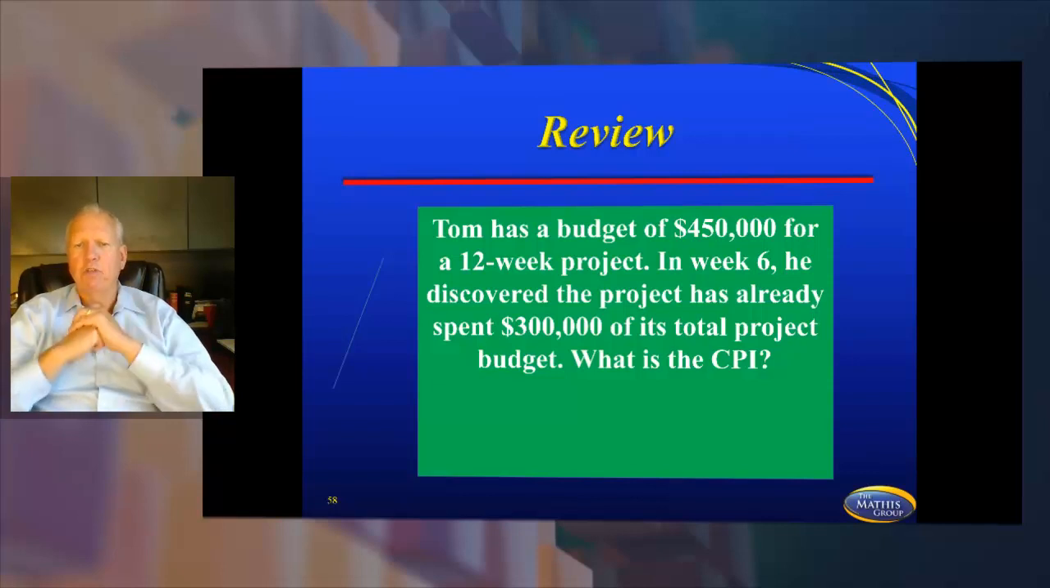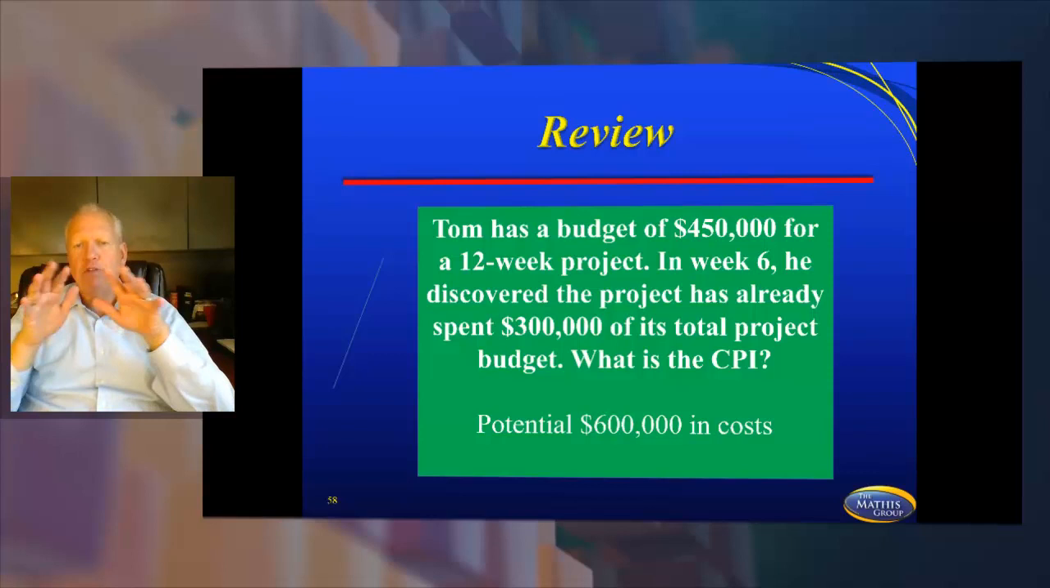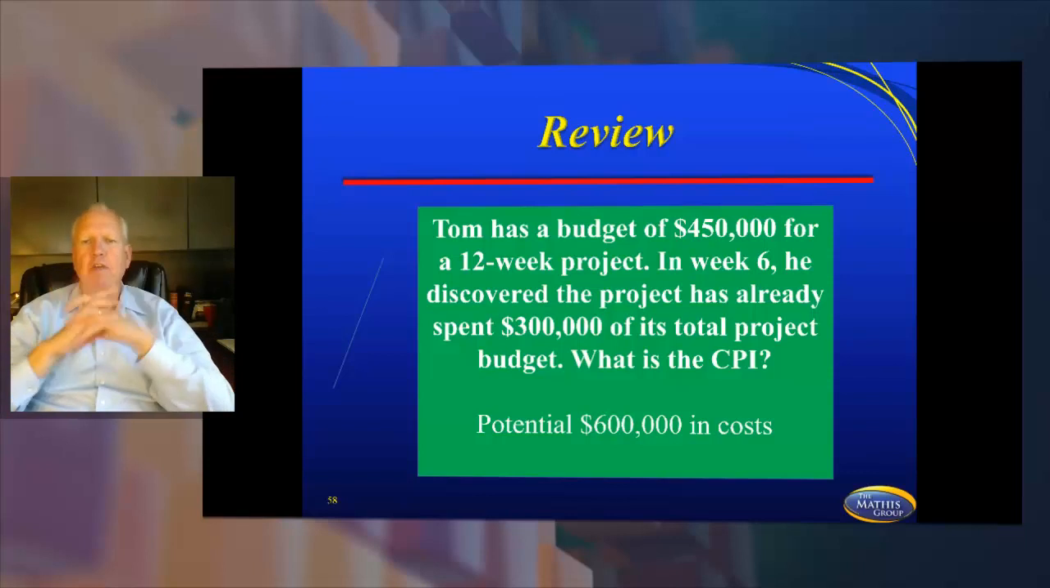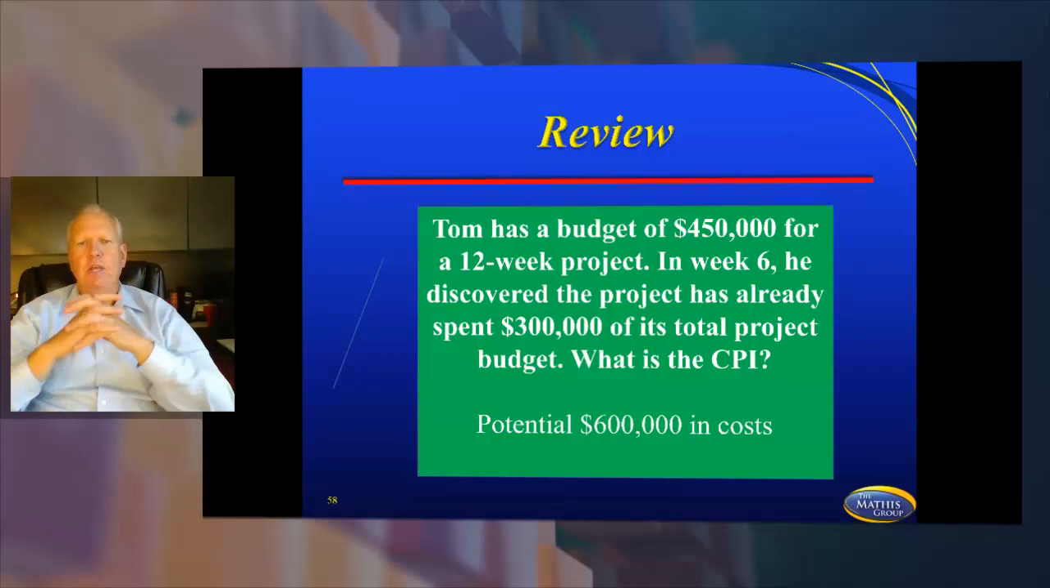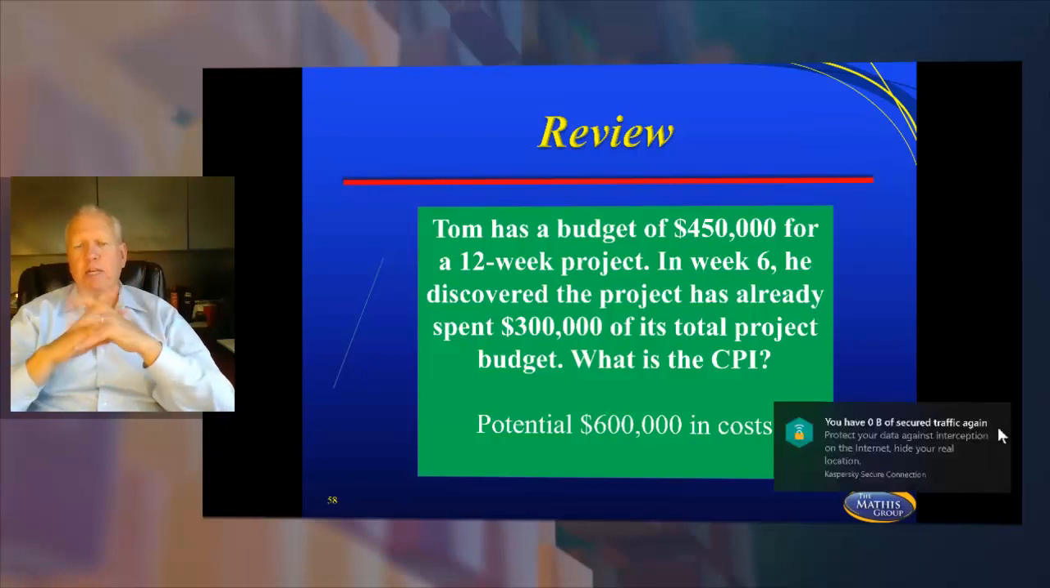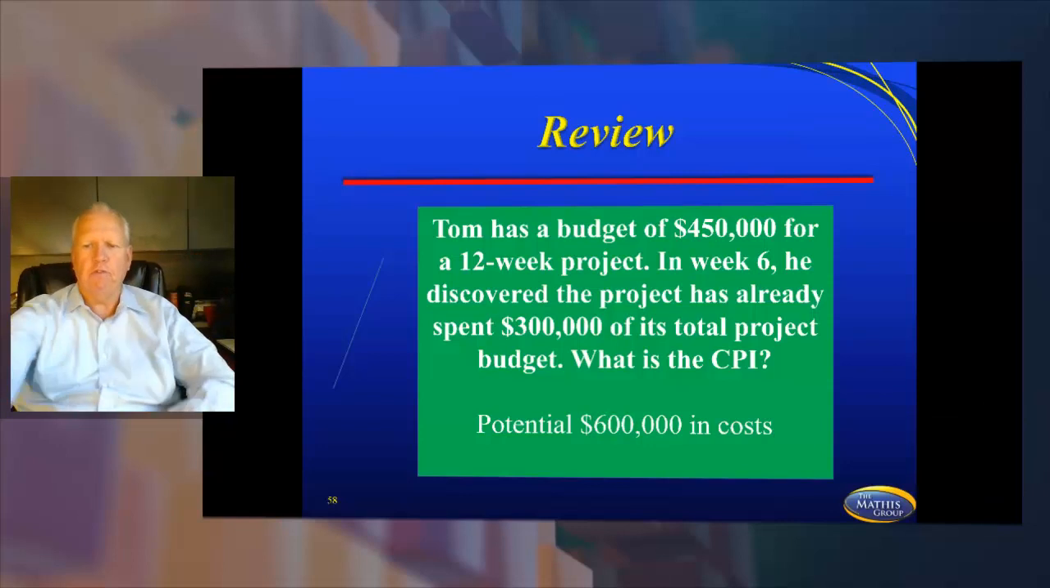So what answer would you come up with for this? Here's what you would do. If nothing has changed, I've got $300,000 that I've already spent as of week 6. I have to assume that I'll spend the same amount in the second 6 weeks. Now we can argue that to death, but it doesn't matter because you don't know anything other than what's said here. In real projects, I know it might not be that way, but you're having to figure it out for this. So I spent $300,000 for the first 6 weeks. I might spend $300,000 for the second 6 weeks.